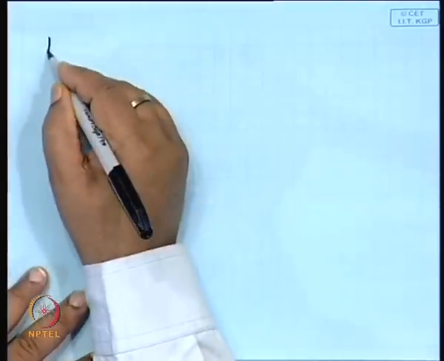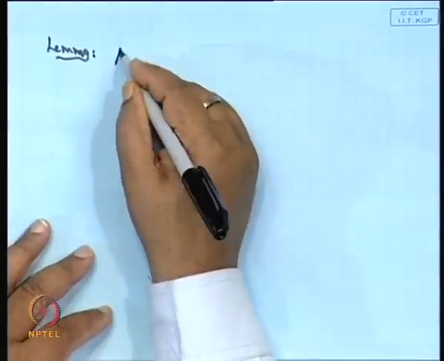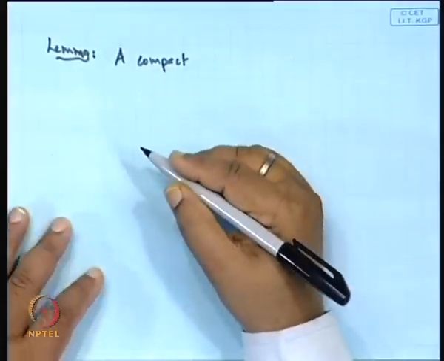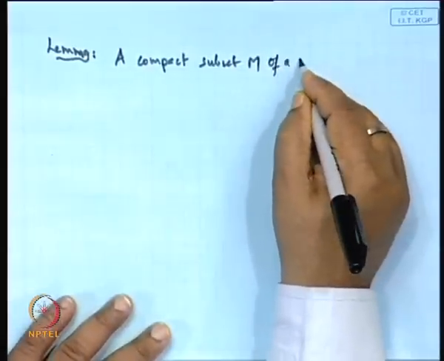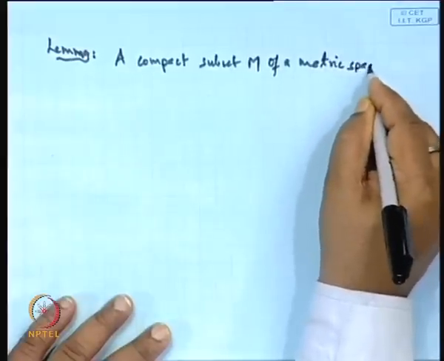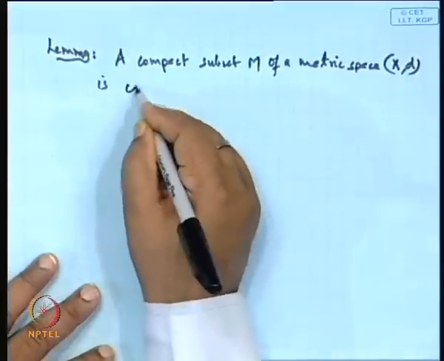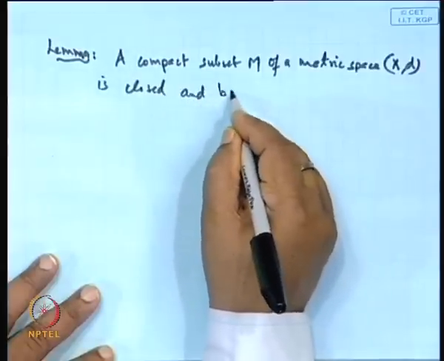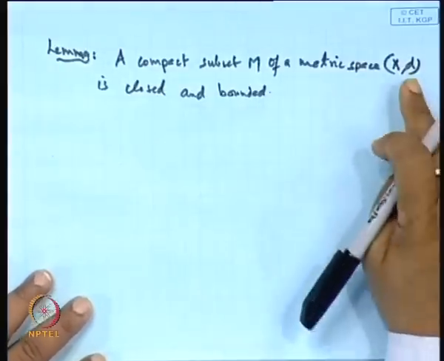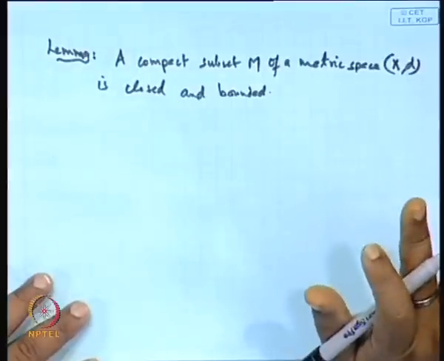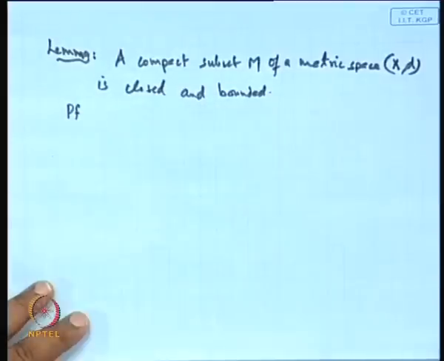Before going on, let us see one lemma that shows one direction in a general metric space. A compact subset M of a metric space (X, d) is closed and bounded. This result is true for any arbitrary metric space, whether it is finite dimensional or infinite dimensional. A compact subset of a metric space will always be closed and bounded. The proof is like this.